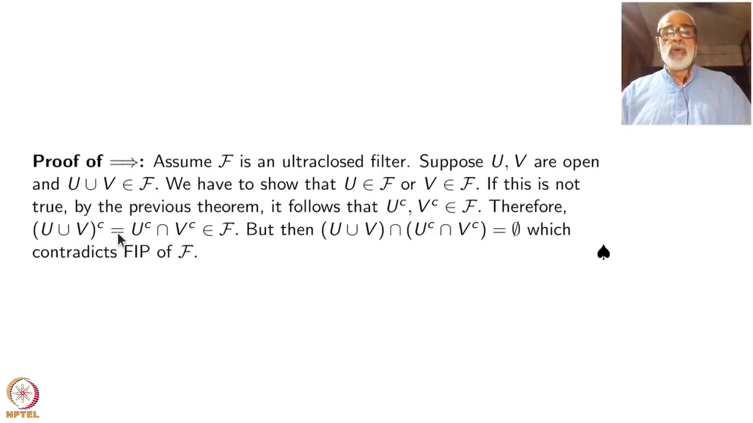Therefore the complement of U union V, which is nothing but U complement intersection V complement, must be there. But now you have a problem. We already assumed U union V is inside F, and now the intersection of the complements is also inside F. This is empty. Its complement and this one, both of them can't be there. That's all.